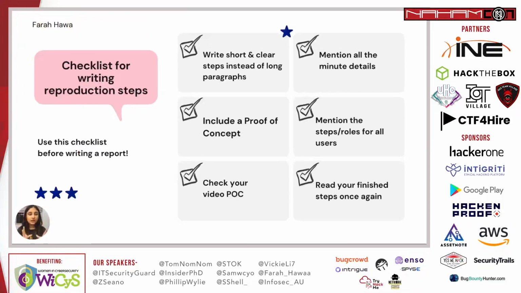Let me give you a quick checklist before we end this video, and you can use this checklist before you sit down to write a report. A checklist for writing good reproduction steps: the first thing you should do is write short and clear steps instead of long paragraphs. Next, include a proof of concept, really simple. Next is video POCs, which aren't necessary, but if you have to attach them, then try to make them as efficient as possible. Mention any and all minute details. Mention the steps and roles for all users in case there are 2 or 3 users involved. And it goes without saying that you should read your finished steps once again to ensure that there are no errors.